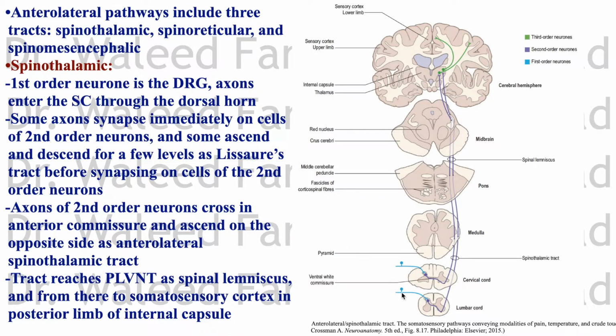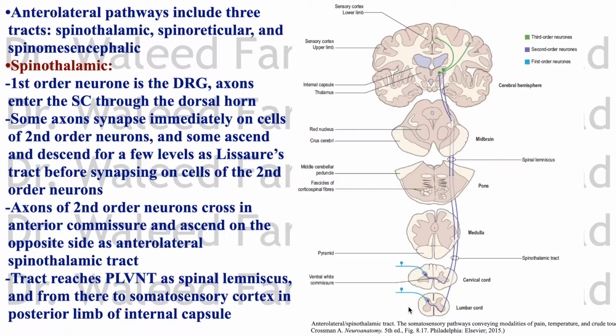This is here the course of the spinothalamic tract. The first order neuron, as we studied before, is the dorsal root ganglion. Axons enter the spinal cord through the dorsal horn, as you can see here. Then some axons synapse immediately on cells of the second order neuron, and some ascend or descend a few levels as Lissauer's tract before synapsing on cells of the second order neuron. This is to involve multiple segments in pain sensation.